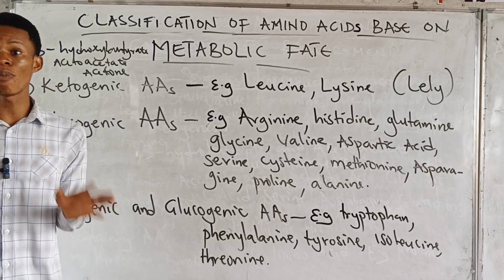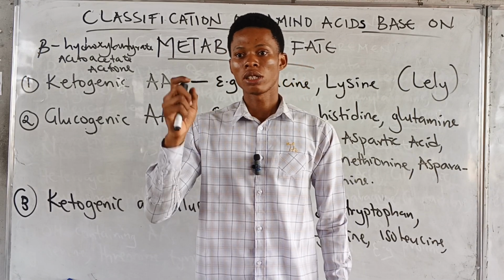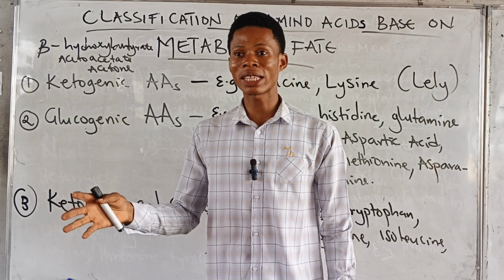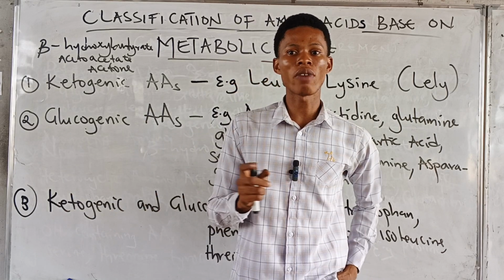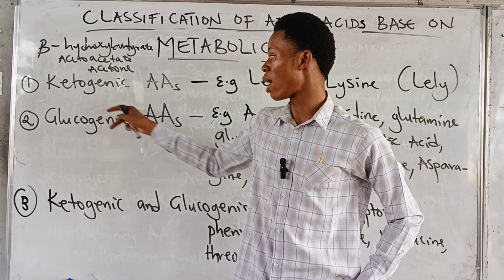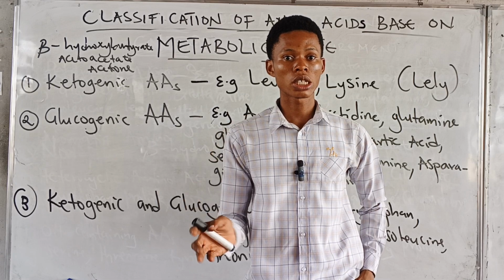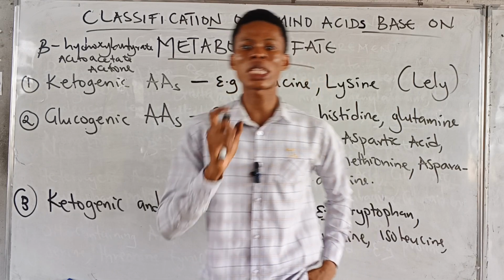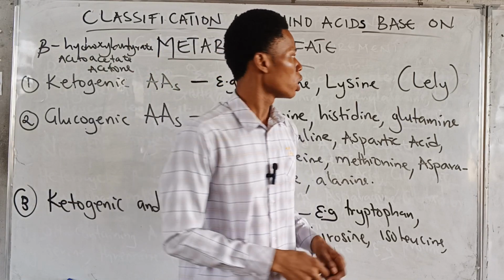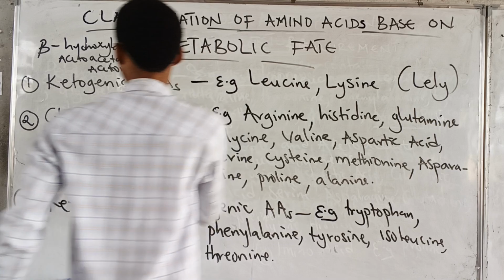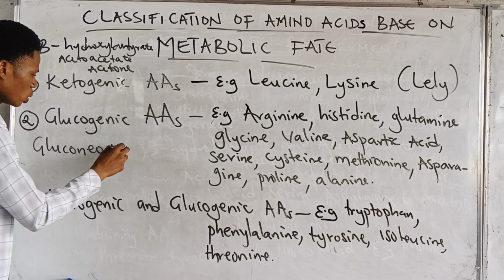Please, I want to say something here. I beg you to listen up. Those amino acids that can be converted to glucose are called glucogenic amino acids, while those amino acids that can be converted to ketone bodies are called ketogenic amino acids. Now the process whereby amino acids are converted to glucose is called gluconeogenesis.